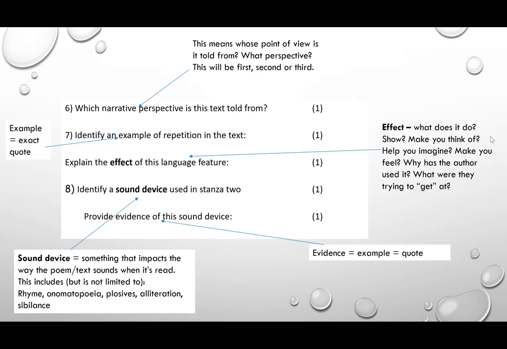Sound devices are something that impacts the way the poem or text sounds when it's read aloud. So this includes, but is not limited to, rhyme, onomatopoeia, plosives. If you don't know what they are, give them a Google. Alliteration, sibilance, anything that impacts sound. And evidence is another word for example, which is another word for a quote. I'm just trying to expose you to the different words that might be used that have the same meaning.